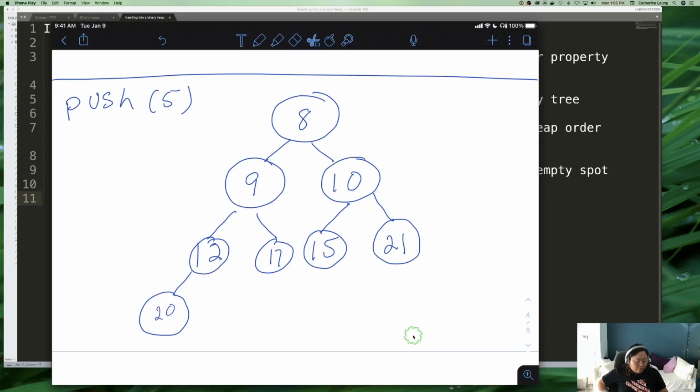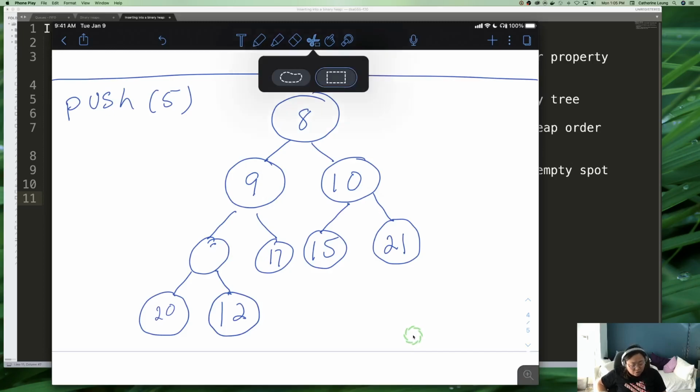5, 4, 3, 2, 1. So here we go. So the empty node starts here. Can I put 5 in there without breaking heap order rules? And the answer is no. So we have to take the 12 and we have to move it into the spot. Can I put the 5 here? Well, 9 is lower priority than 5. So again, we move this down.